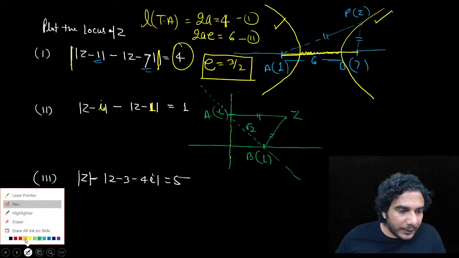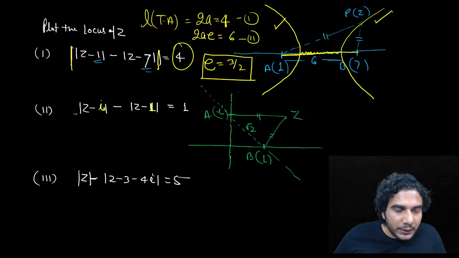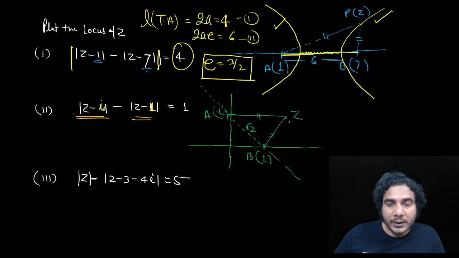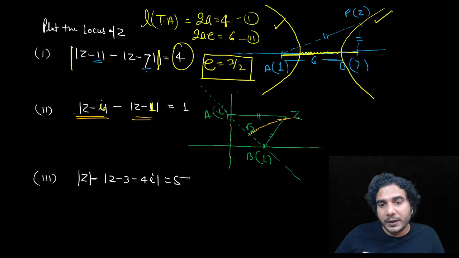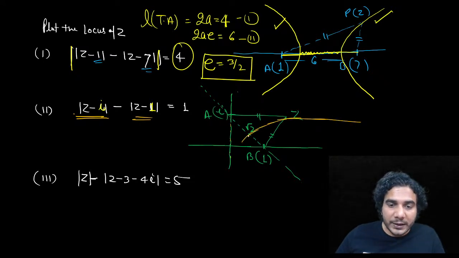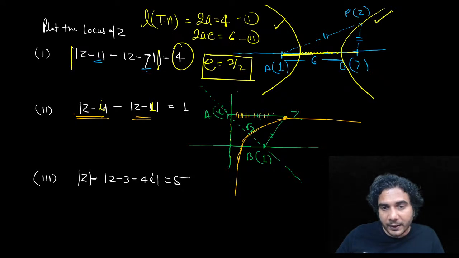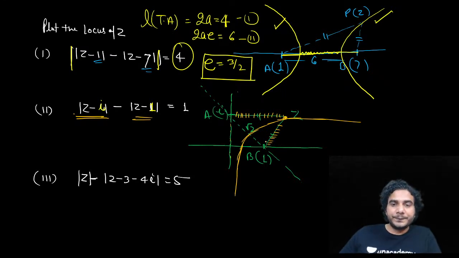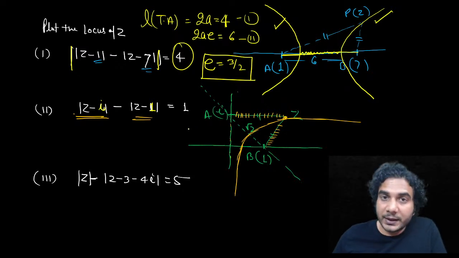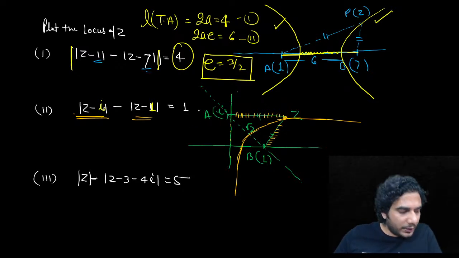The triangle will be formed, but in this case you can see there's no mod. So that means the distance of z from iota should be greater than the distance of z from 1. So z will lie on a hyperbola, but only one branch. Which branch will it be now? It will be the branch which is away from iota, right? That's when the distance ZA will be greater than ZB. Getting this point? So it's a hyperbola, but with only one branch. You can see half of the hyperbola, but the locus is a hyperbola only.